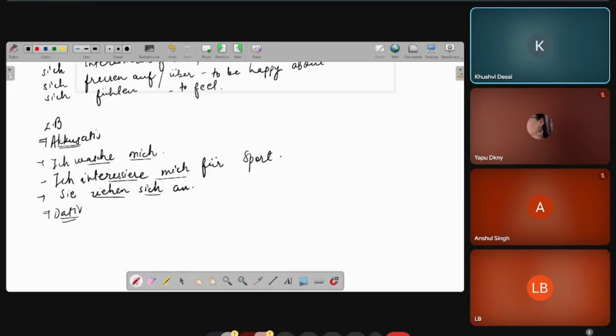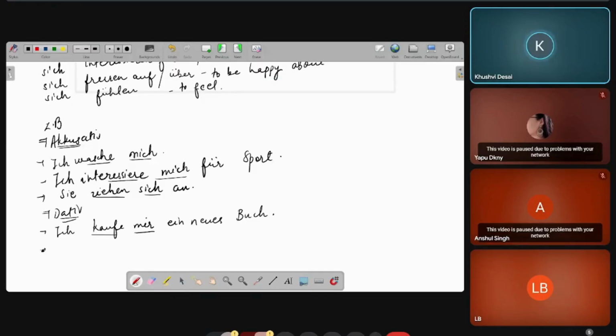Dativ. Ich kaufe mir ein neues Buch. I'm buying myself a new book. I can say I'm buying a new book. But for whom? So mir. Mir is the dative case here. Write it down. Dative you will not see anywhere at A2 level. You will see it in B1 and B2 level. Not used in A2.